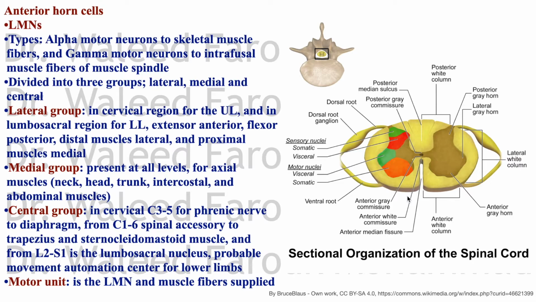The central group, there are collections of motor neurons in certain regions of the spinal cord. For example, from C3 through C5, these are the source of the phrenic nerve that supplies the diaphragm. From C1 through C6, the spinal accessory component of the accessory nerve, we studied this in anatomy, ascends in the vertebral canal and enters the foramen magnum and unites with the cranial part to form the accessory nerve.